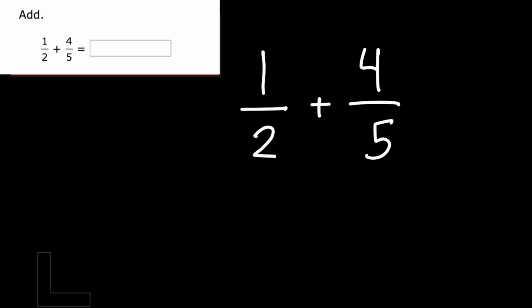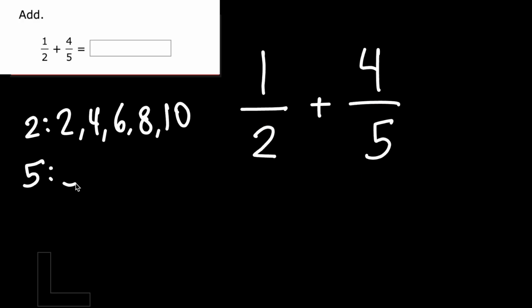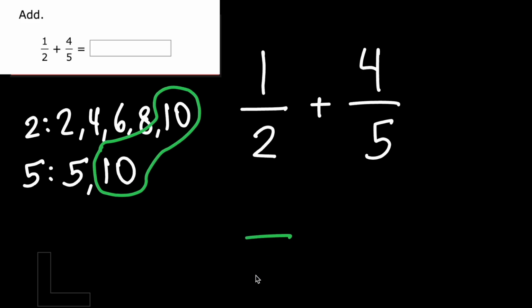In this next question, we once again have two fractions with different denominators. So step 1 is we list out all of our multiples of 2 and 5, and we see that they have a common multiple of 10. So our new equivalent fractions will both have denominators of 10.